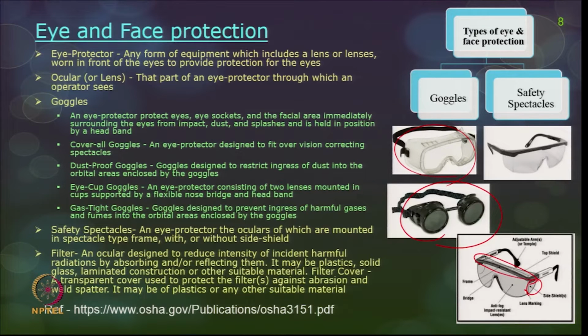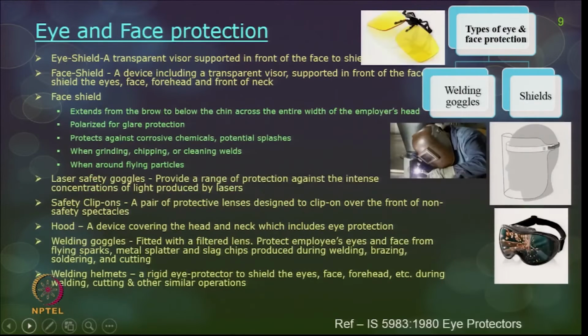This is a transparent cover used to protect the filters against abrasion and weld splatters. So, generally these are used while welding and laser cutting operations. Primarily when you are using steel construction, this PPE is used for welding and laser cutting operations. Next we are going to look a little at shields. Shields, again one is eye shield, the other one is face shield.